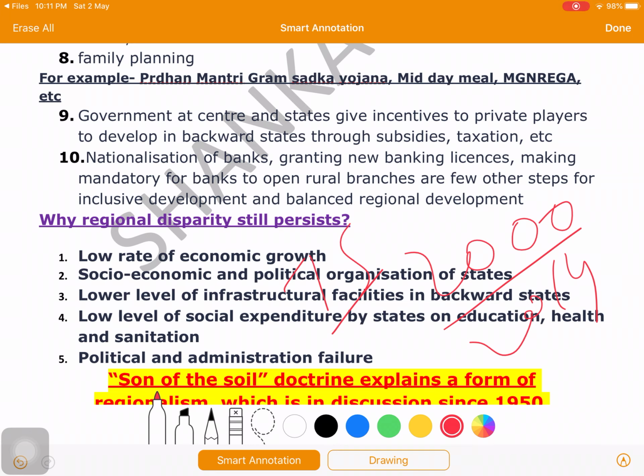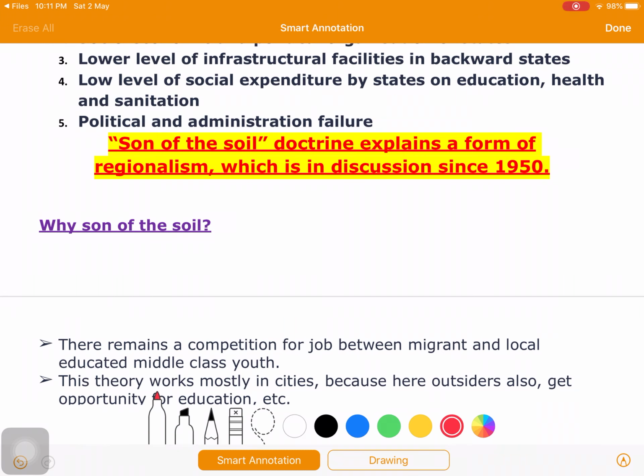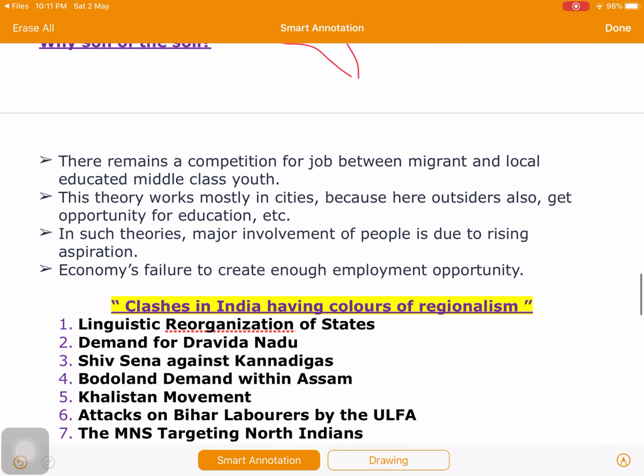And in order to cope with these regional disparities and the reasons for these regional disparities, the concept of son of the soil came into the picture. The son of the soil doctrine explains the form of regionalism which has been in discussion since 1950, especially in our Indian subcontinent. So why son of the soil? There remains a competition for jobs between the migrant and the local educated middle class. So in order to understand these points, first let us understand the son of the soil doctrine.